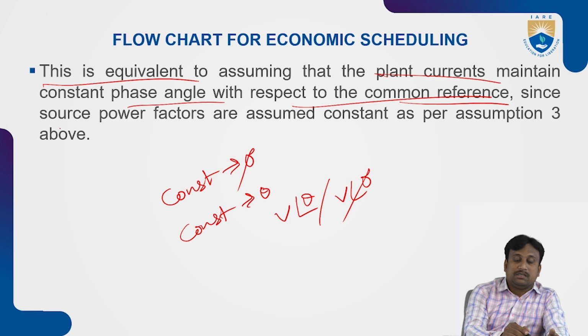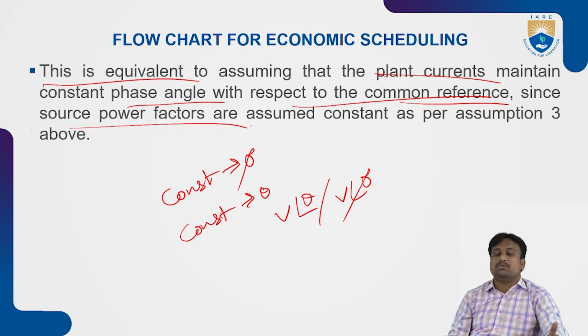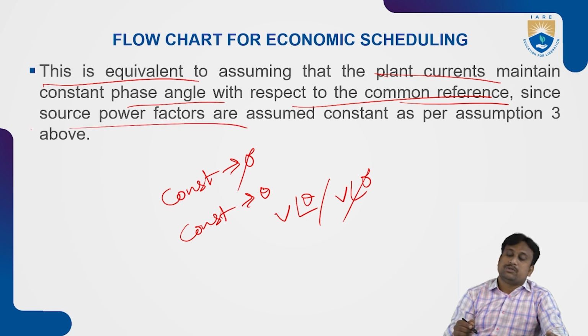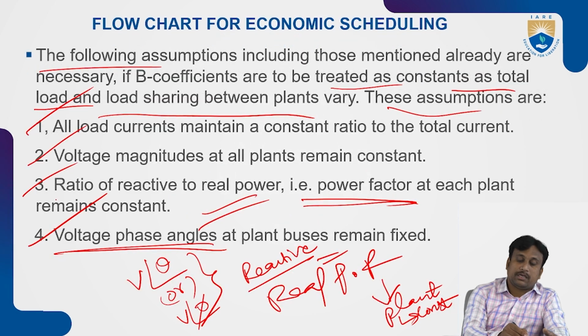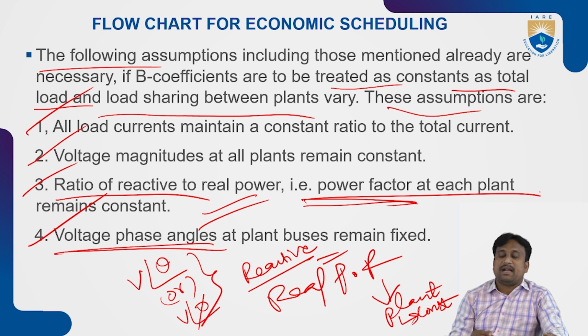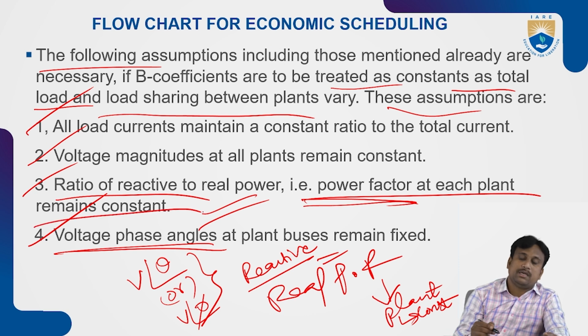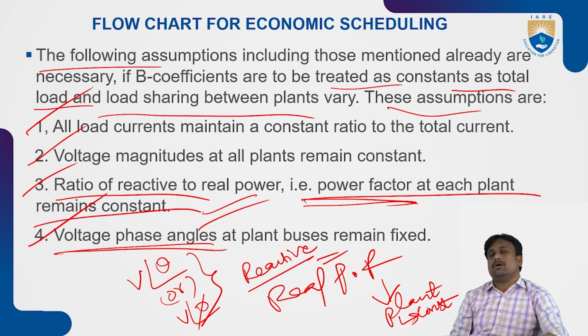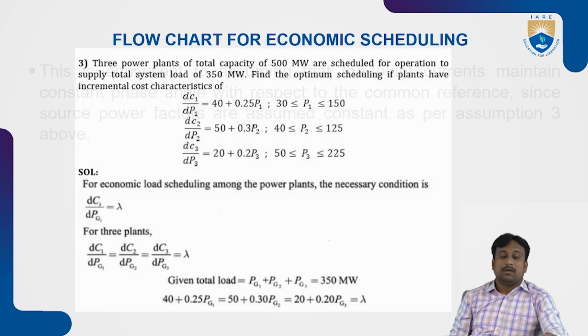That means since source power factors are assumed to be constant. So as per assumption 3 we made, that is the ratio of reactive to real power, that is the power factor at each plant, remains constant. So power factor must be constant in each case.